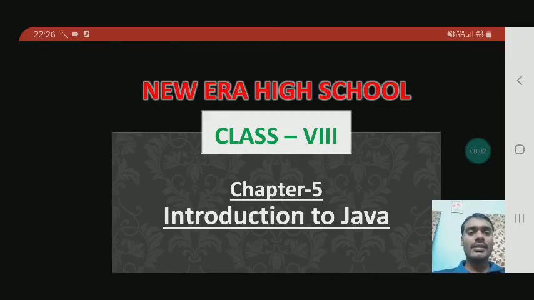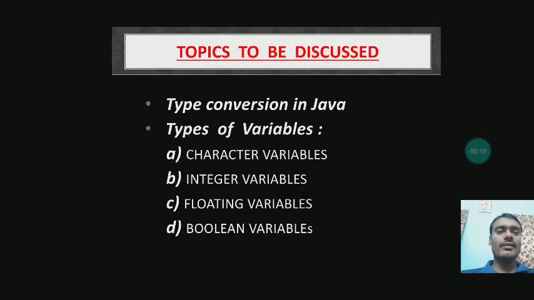Hello dear children, this is the second video of this week, class 8, chapter number 5, Introduction to Java. And in this video, I will discuss the following topics. First one, type conversion in Java. I have already discussed this topic. In this video, I will show you some examples. Second, types of variables. I will discuss the types of variables. So let's start the topic.